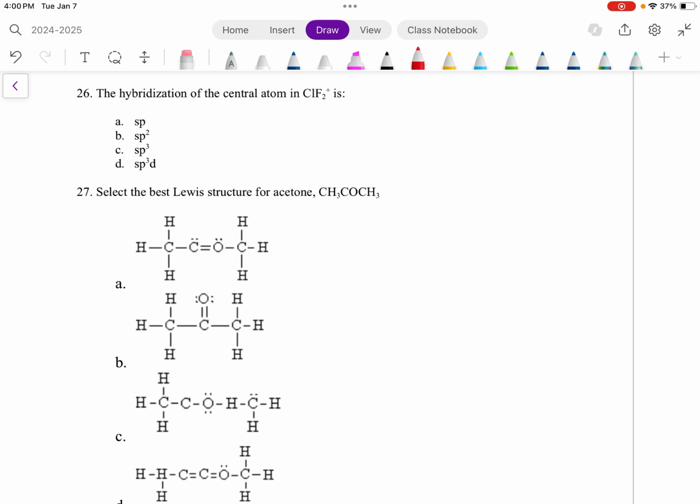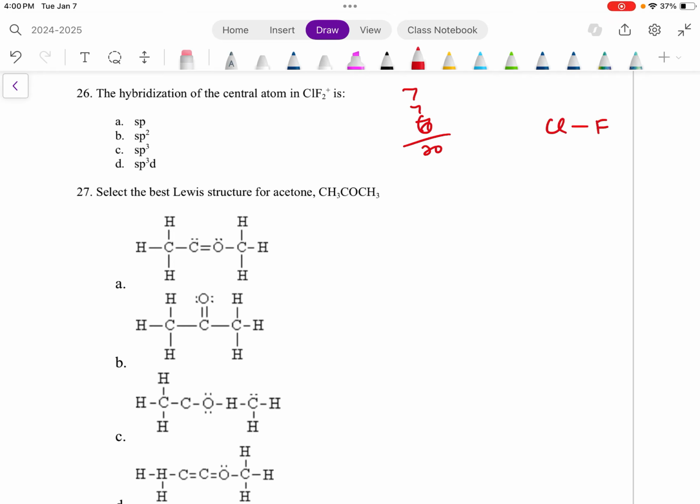Okay. In 26, the hybridization of the central atom in ClF2 plus is what? And so you could just quickly sketch this out. Remember, valence of chlorine is 7, fluorine is 7. There's 2 of them, and then we're going to take one away because of the plus charge, right? So that means we have 20 electrons to work with.